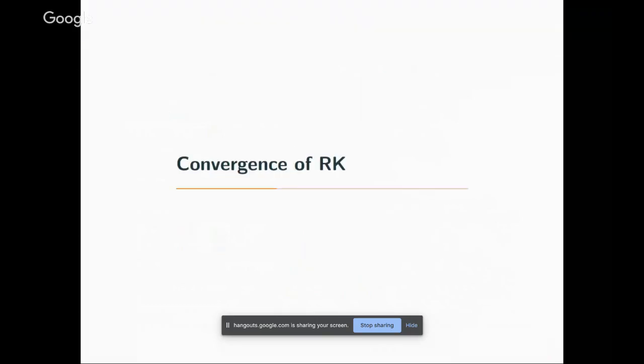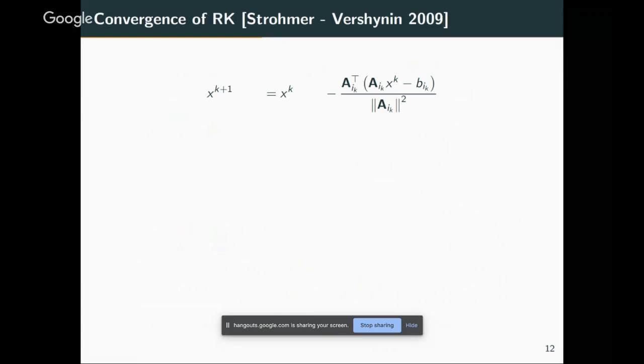Okay, so now I'll give an overview of the convergence of randomized Kaczmarz. A lot of the extensions to randomized Kaczmarz or similar methods have very similar convergence arguments. Here I've written again just the randomized Kaczmarz update. This analysis is coming largely from a paper by Strohmer and Vershynin in 2009, as they were the first to show that the expected squared error norm converges exponentially.